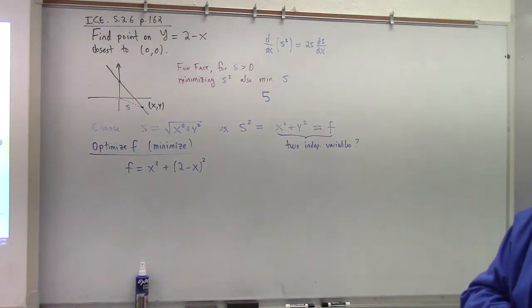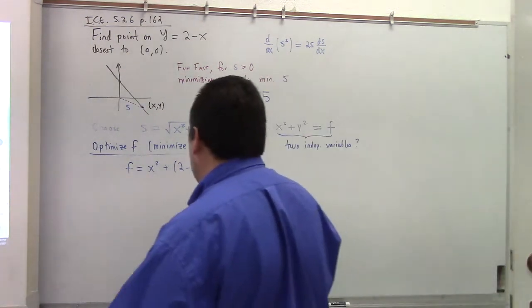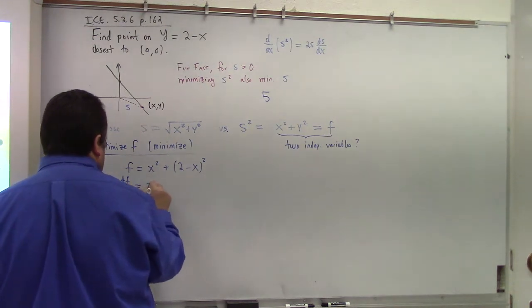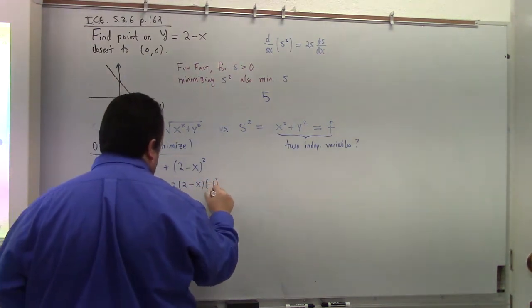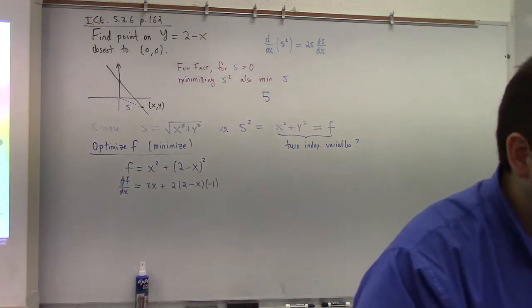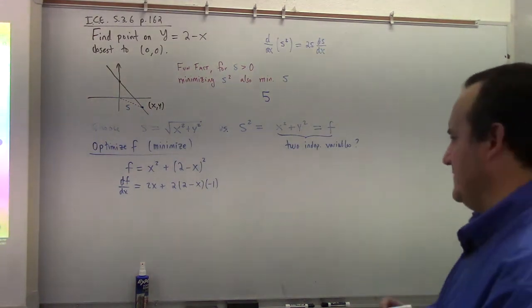How do we optimize it? Well, we use calculus. You take the derivative of it and look for critical points. df/dx, what's that? It is 2x plus 2 times (2 minus x) times minus 1, by the chain rule. That minus 1 is from the derivative of 2 minus x. We can simplify this, right?